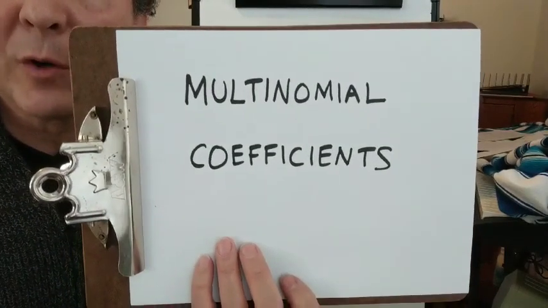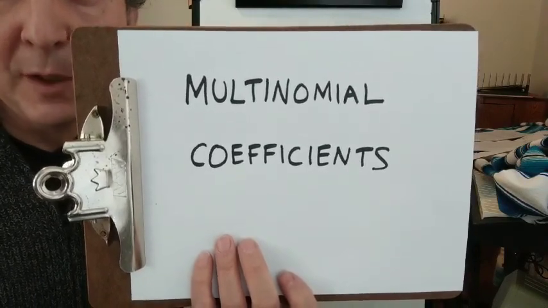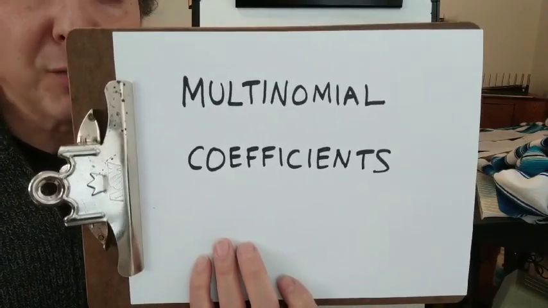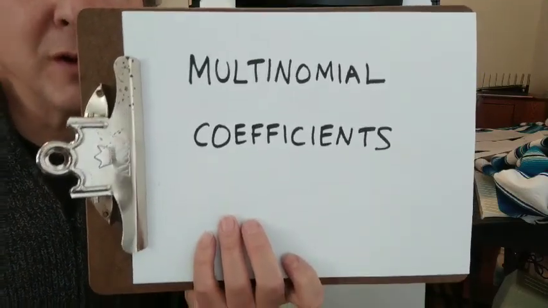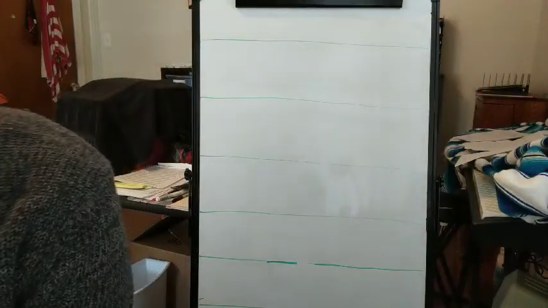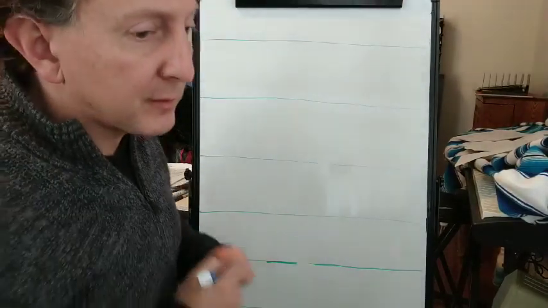Some more numbers that we're going to need in counting problems are called multinomial coefficients. Maybe I shouldn't say more numbers because we've actually seen these numbers already. You'll probably recognize them at some point in the video. Let's consider two different counting problems to start off with.